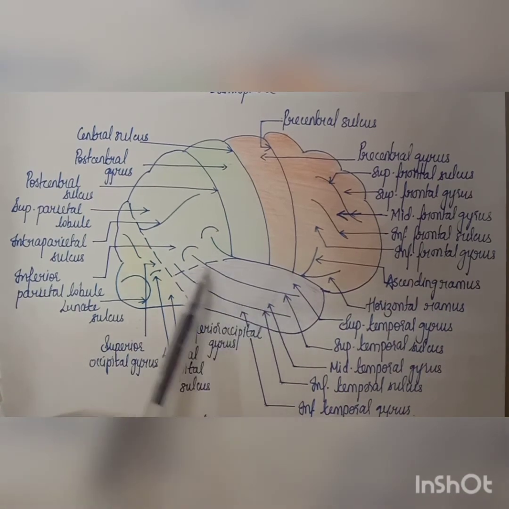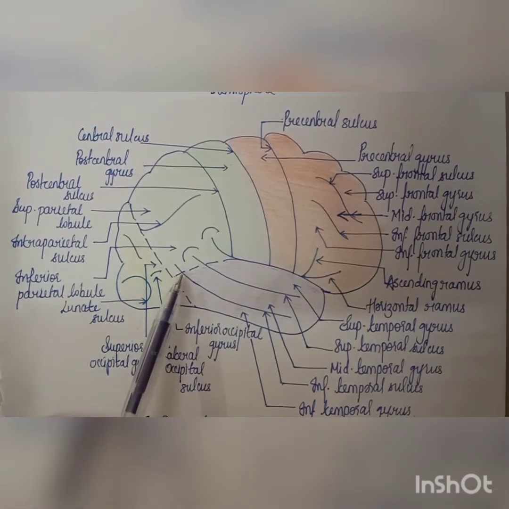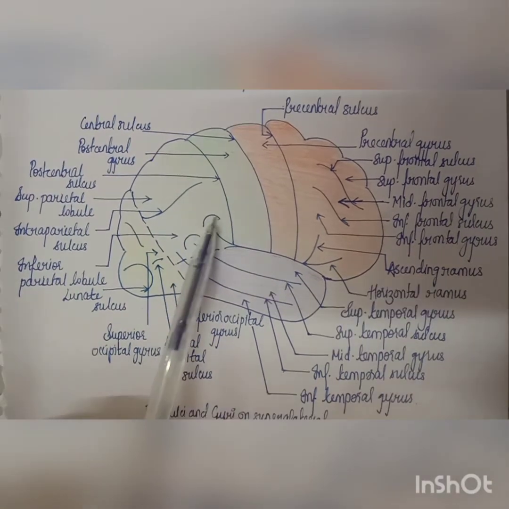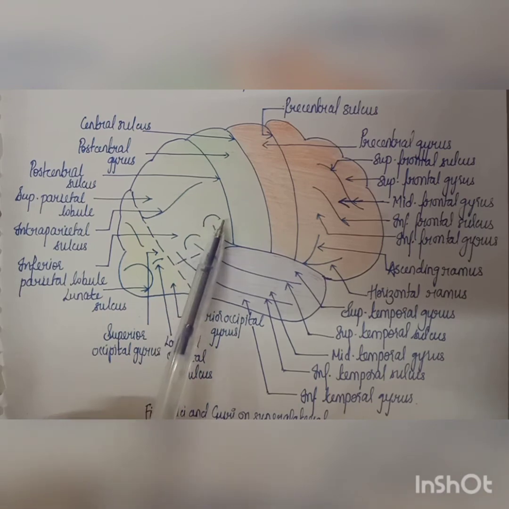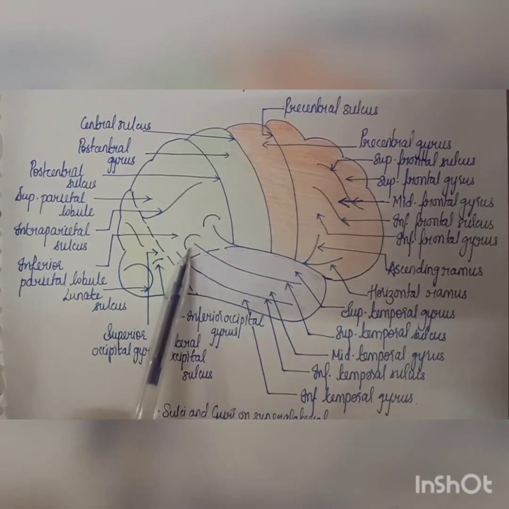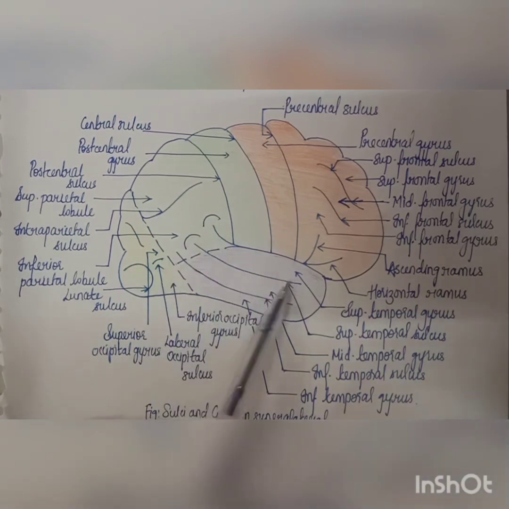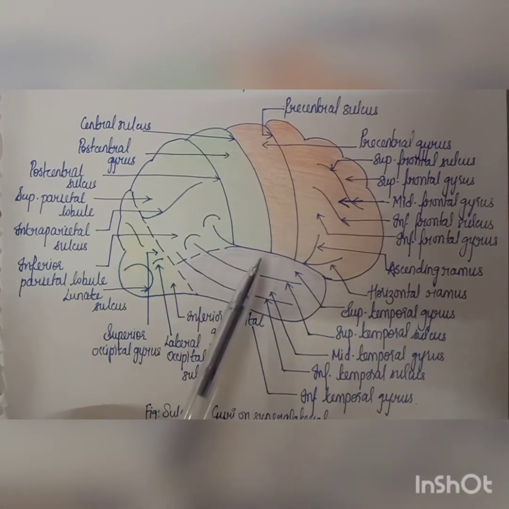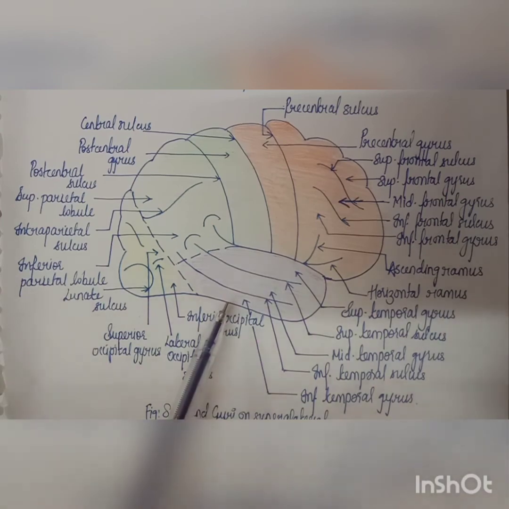The superior and inferior temporal sulci divide it into anterior and posterior parts. The anterior part of the inferior parietal lobule is called the supramarginal gyrus, and the middle part is called the angular gyrus. The superior and inferior temporal sulci divide the temporal lobe into superior, middle, and inferior temporal gyri.